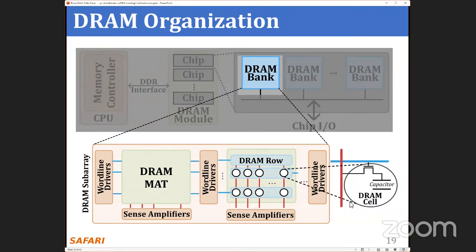A DRAM cell stores one bit of information in the form of electric charge in the capacitor of the DRAM cell. The capacitor is connected to the bit line through an access transistor. The gate of the access transistor is controlled by the word line, so that when the word line is enabled, the access transistor connects the capacitor to the bit line, and when the word line is disabled, the capacitor is disconnected from the bit line.